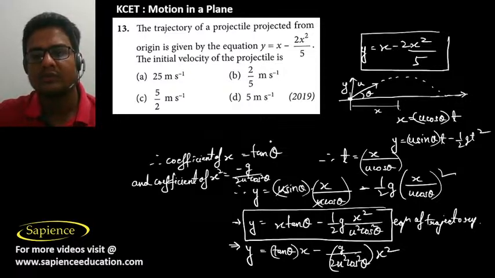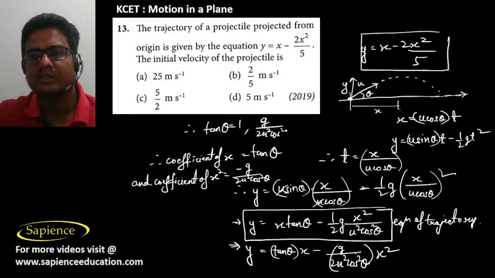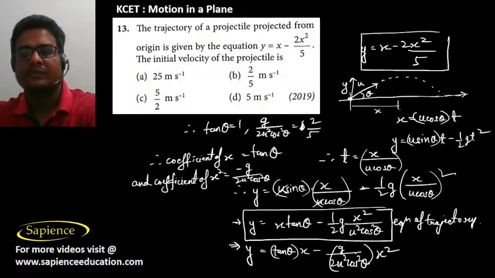This value can be obtained. So now if we compare these two, from here we can see that the value of tan theta is equal to 1, and g by 2 u square cos square theta is equal to 2 by 5. So tan theta we have got is equal to 1, and g by 2 u square cos square theta is equal to 2 by 5 here.